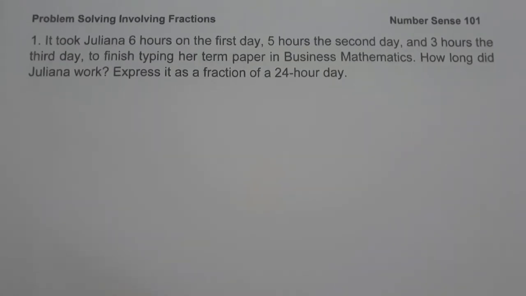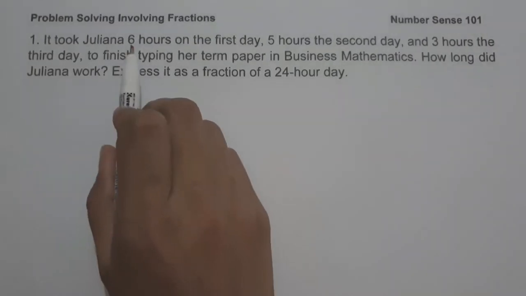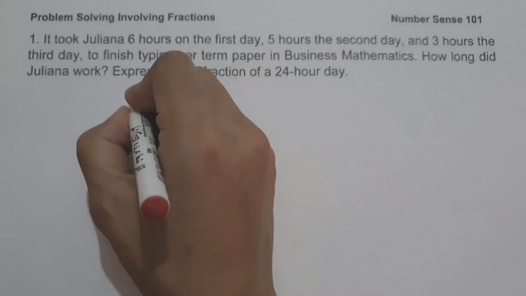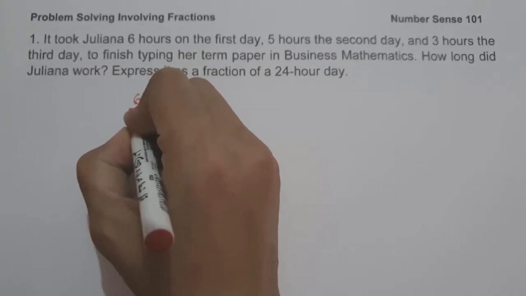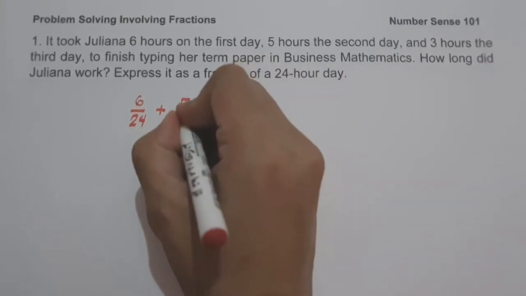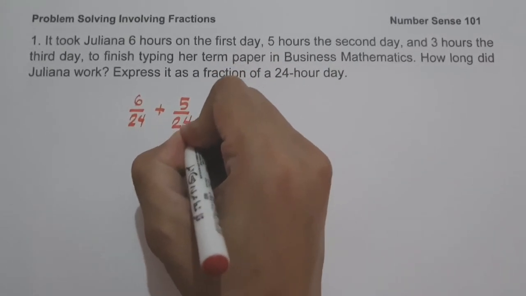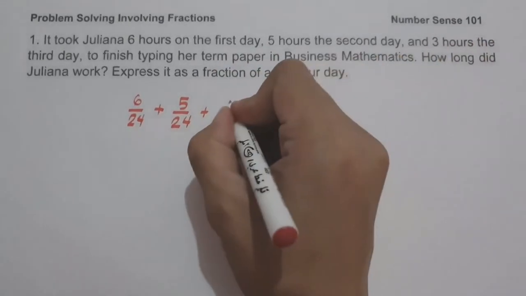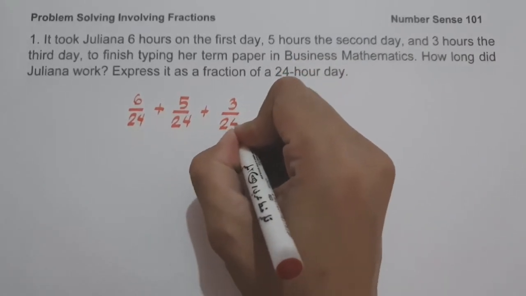To determine the number of hours she worked to finish her term paper in business mathematics, let us simply add the number of hours she worked each day, and let us express the number of hours as a fraction of 24 hours a day. On the first day, Juliana took 6 hours, and that is 6 over 24. On the second day, that is 5 over 24. And on the third day, that is 3 over 24.